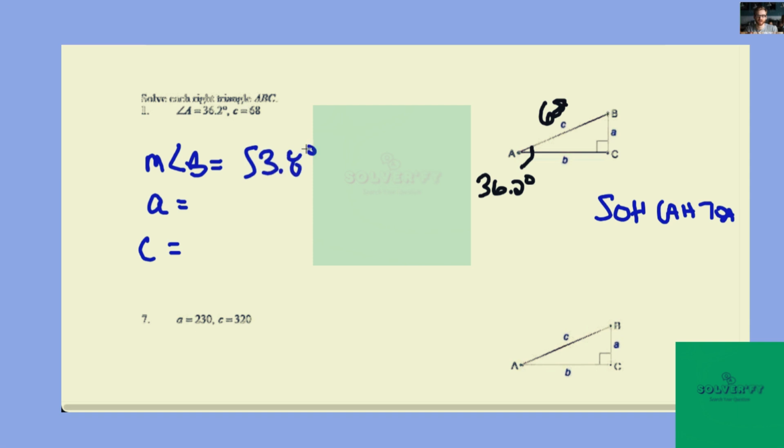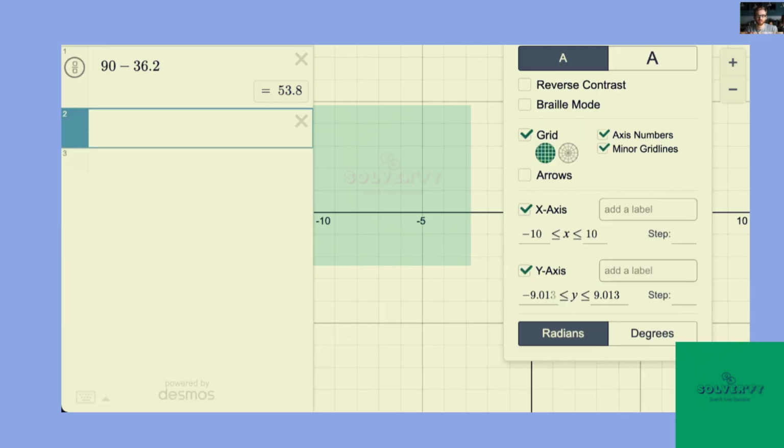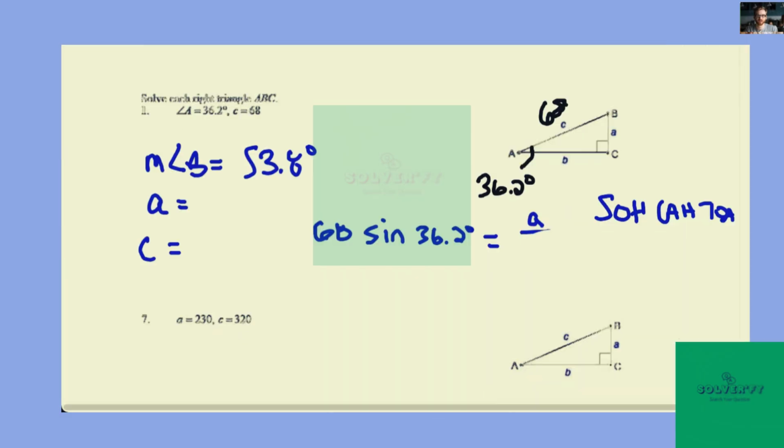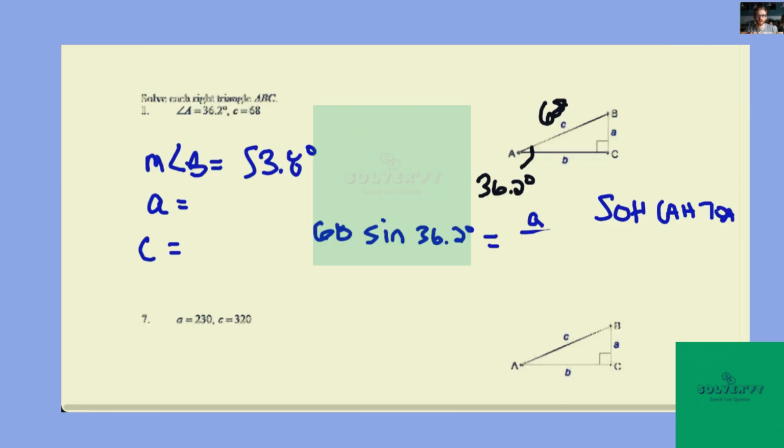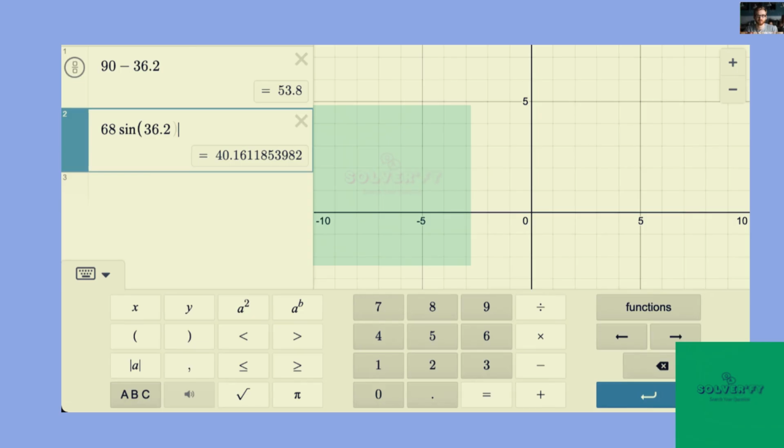Now side A is opposite the 36.2 and we have the hypotenuse. Opposite hypotenuse is sine. So we can say that the sine of 36.2 degrees is equal to opposite over hypotenuse. Cross multiply the 68 and we have A. So go to a calculator, make sure you're in degree mode, and then 68 sine 36.2. And we'll say it's about 40.2.